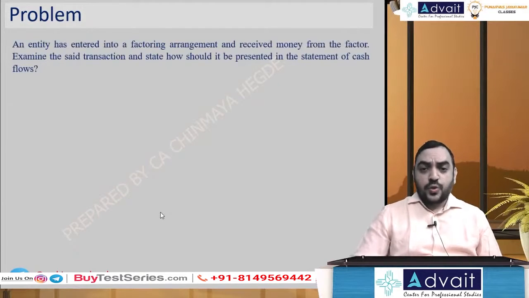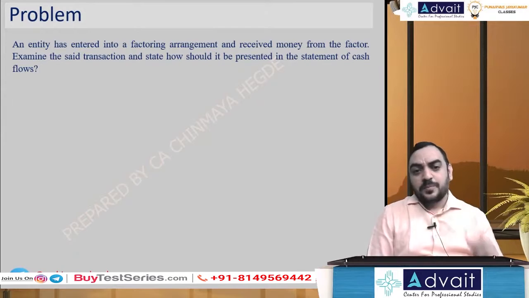Okay, this is the first question. I think you have the material. An entity has entered into factoring arrangement and received money from the factor. Examine the said transaction and state how it should be presented in the statement of cash flows. So this problem, first of all, requires your understanding on factoring arrangement. What is basically a factoring arrangement?